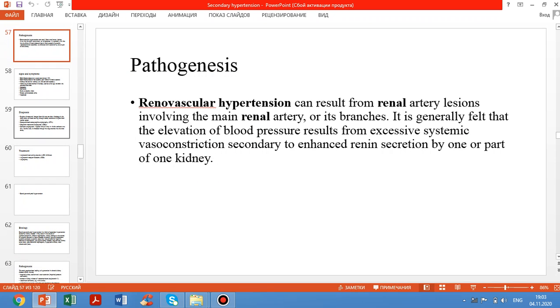Pathogenesis. Renovascular hypertension can result from renal artery lesions involving the main renal artery or its branches. It is generally felt that the elevation of blood pressure results from excessive systemic vasoconstriction secondary to enhanced renin secretion by one or part of one kidney.